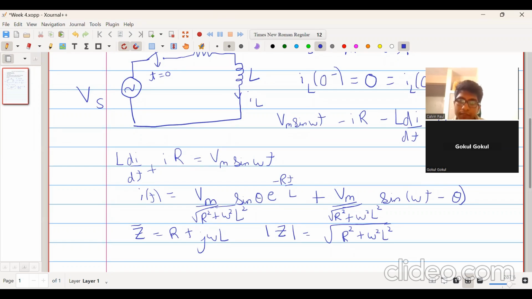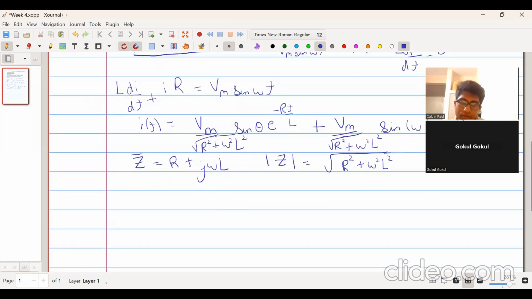So now, this has two terms: one is this term and another is this term. Let us consider time t equal to 0, I at 0. What is e raised to minus Rt upon L at t equal to 0? What will this be? e raised to minus Rt upon L at time t equal to 0.